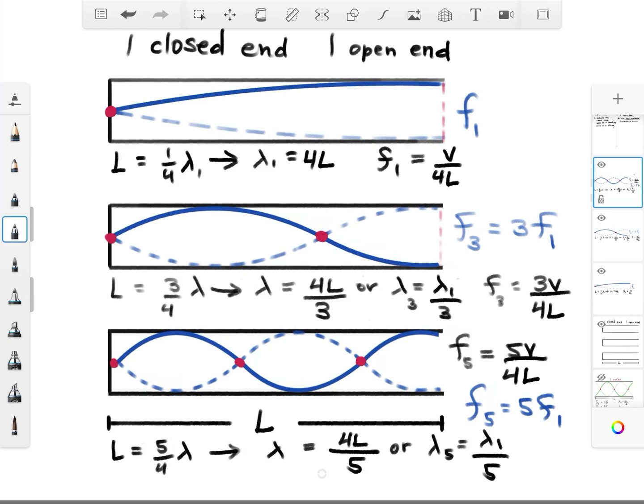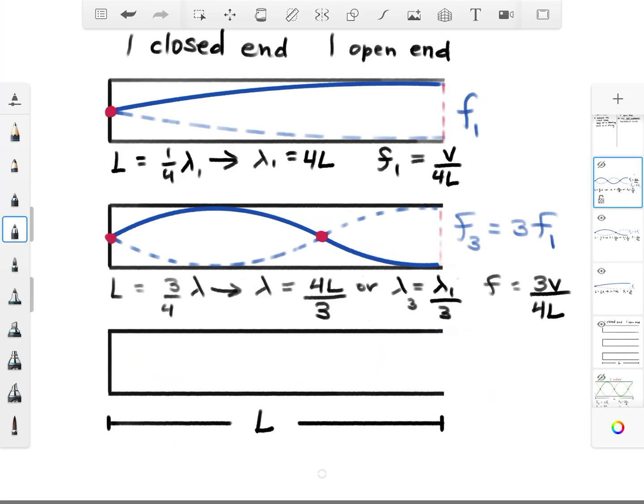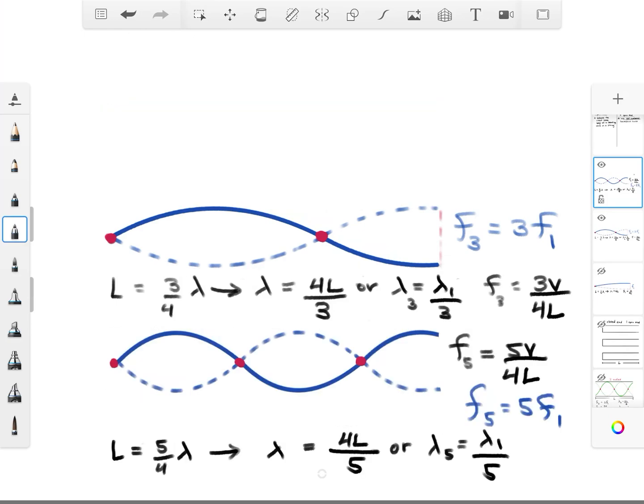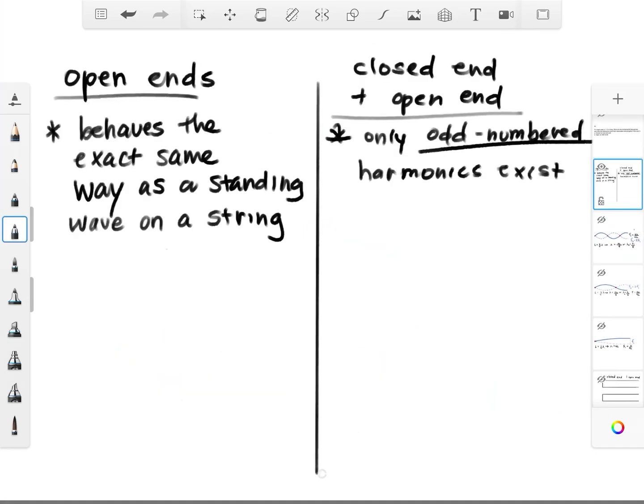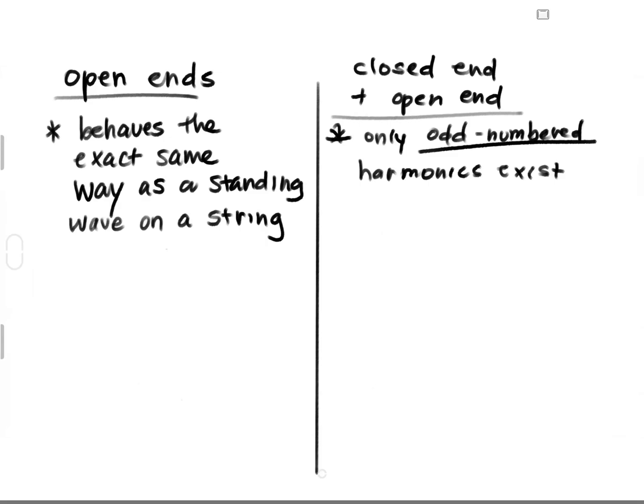Okay, take a deep breath. I know it's a lot, but let's go ahead and summarize everything that we've learned up to this point. Take away all this stuff, and let's look at what happens in our two scenarios. So when you have two open ends, the behavior is exactly like a standing wave on a string.